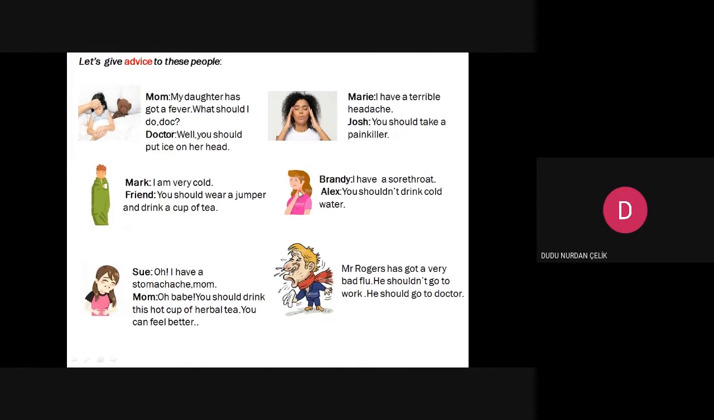Brandy has a sore throat. Sore throat, bad. Her throat is bad. She says, I have a sore throat. Alex says, you shouldn't drink cold water, Brandy.